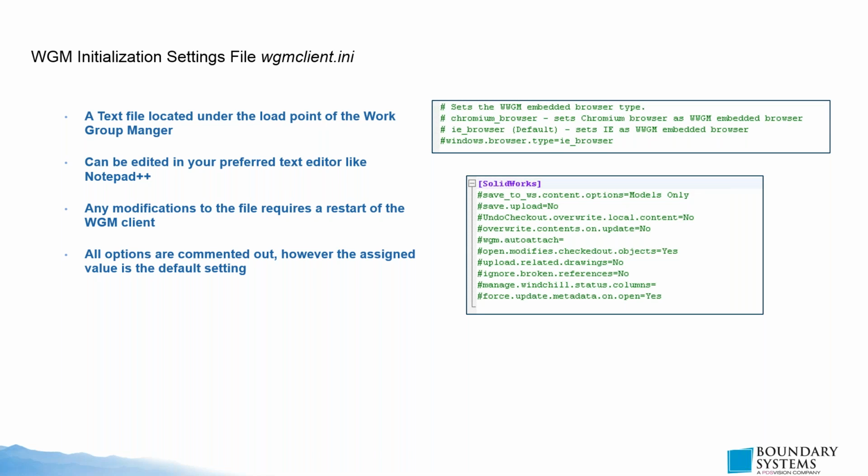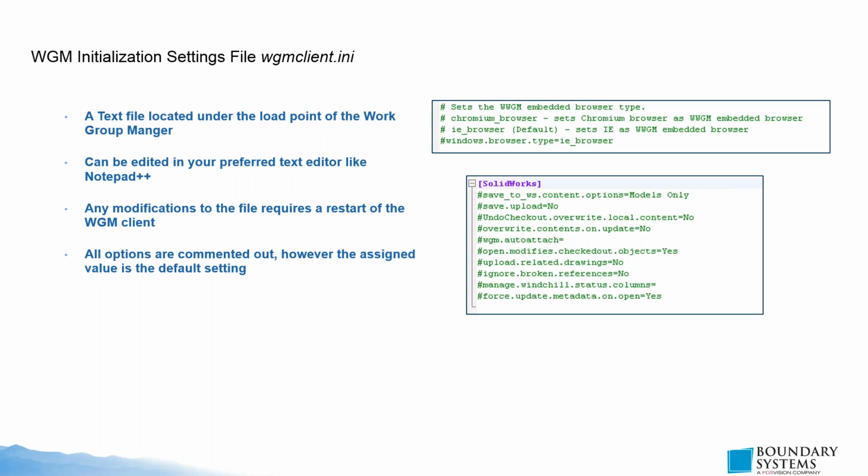All right, let's get into the presentation. We're going to start talking about this Workgroup Manager client.ini file, which is really a setting file, an initialization file, if you like. This file is located under the load point of your Workgroup Manager. So when you install Workgroup Manager, you install it somewhere on your hard drive, you go to that area and there's this file.